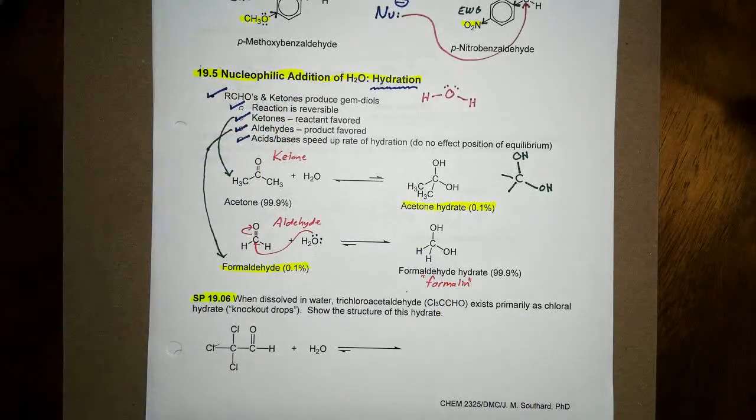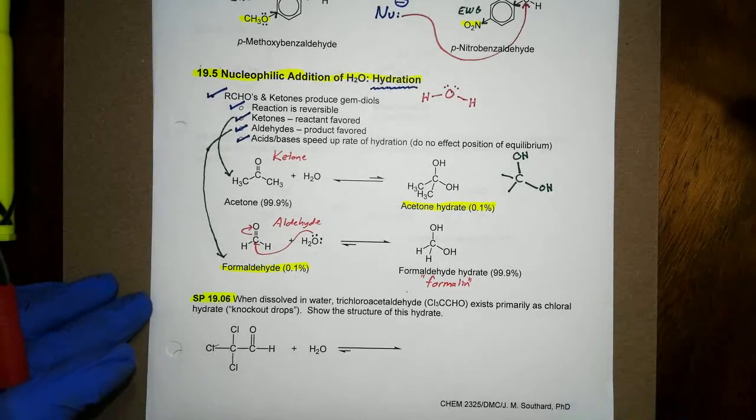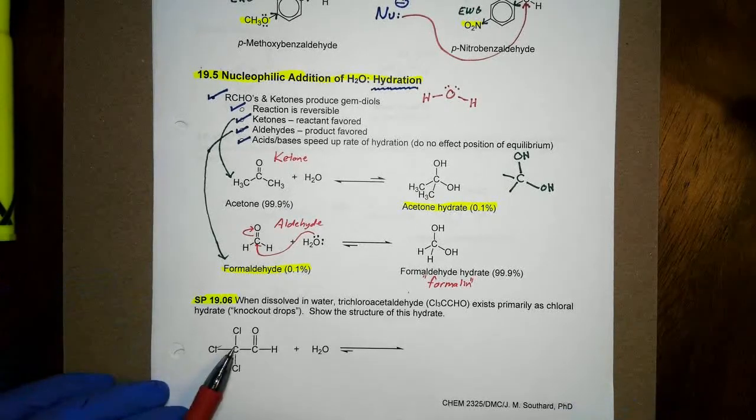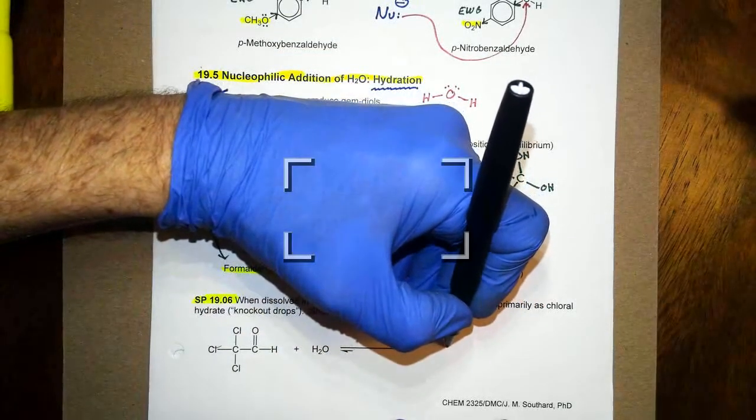And by looking at sample problem 19.06 at the bottom of page 125. This is called trichloroacetaldehyde, okay? And of course here we have water. It says show the structure of this hydrate. Let's do the structure first, and then I want to go back and explain why this reaction is so product favored.